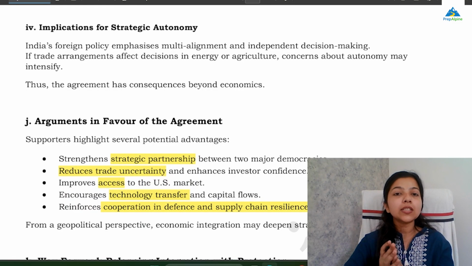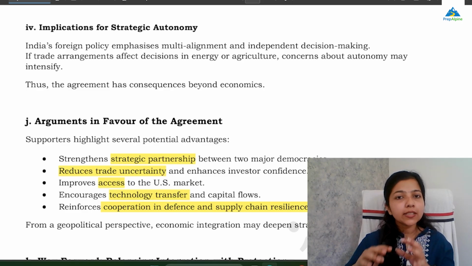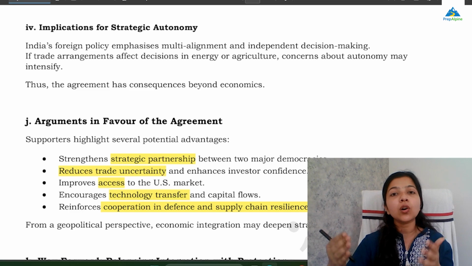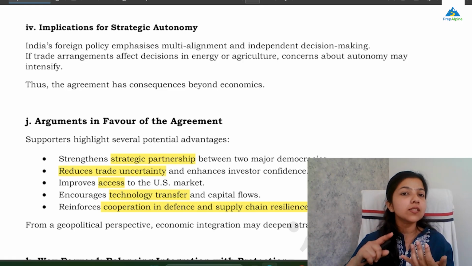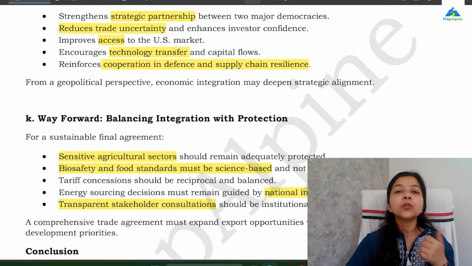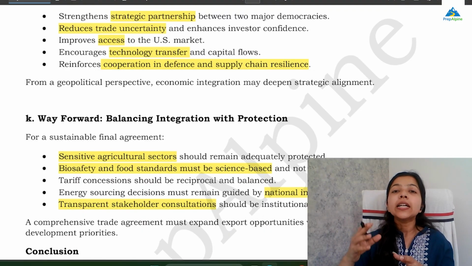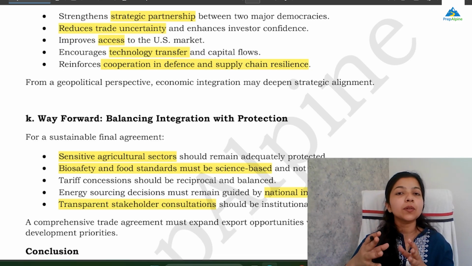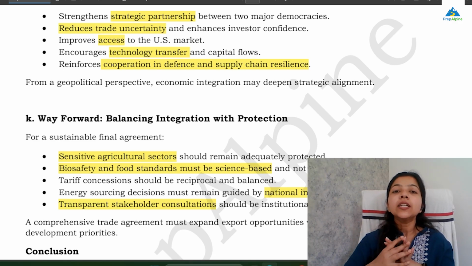But experts also say that there are several positive things about this agreement. First of all, it is a strategic partnership between two major democracies. Since India and the US are two of the largest players in the global trade market, being in dispute with each other is not a solution. This kind of an agreement reduces trade uncertainty and enhances investor confidence. It will also improve access to the US market and therefore it will be beneficial for the Indian exporters. It will enhance technology access and technology transfer for India and enhance our cooperation in defense and supply chain resilience.